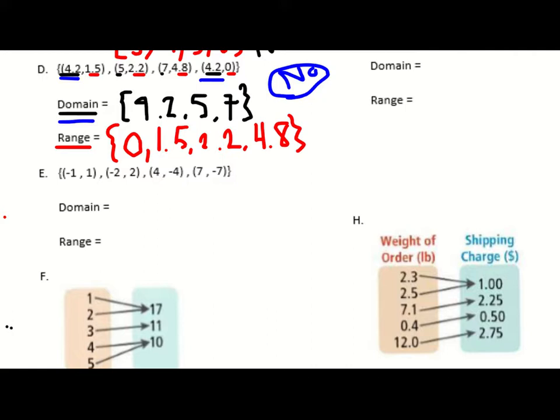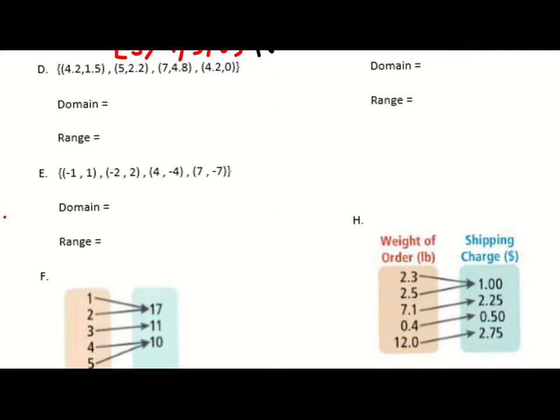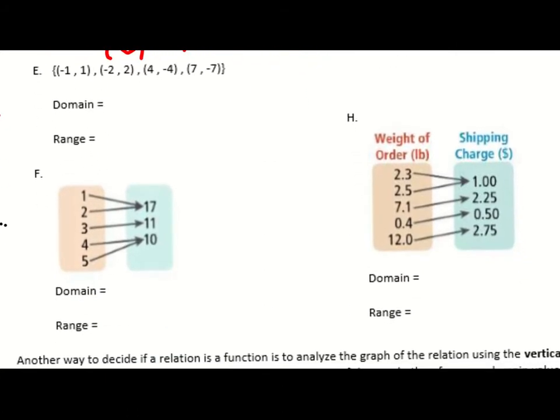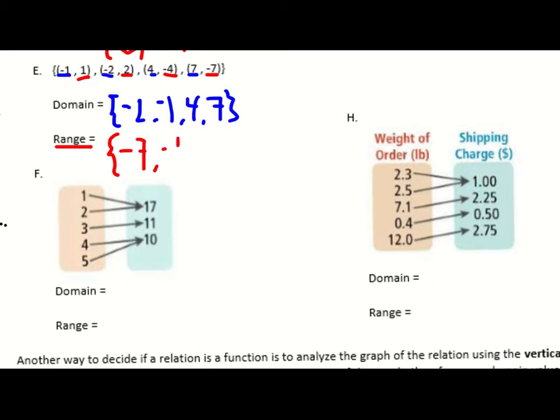So let's keep moving on here. Part E, identifying the domain and the range. So our domain, again, you're looking at the x values and putting them in those braces. So -2, -1, 4, and 7. And then we're listing those range values. 1, 2, -4, -7. So if I'm going to list them from least, I'll start with -7, then -4, then 1, then 2.